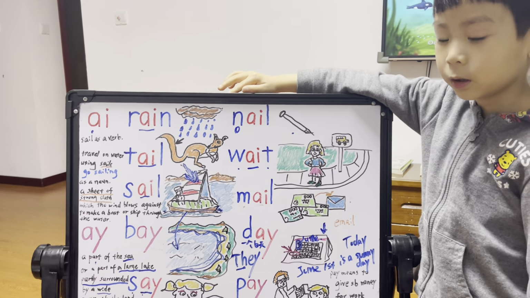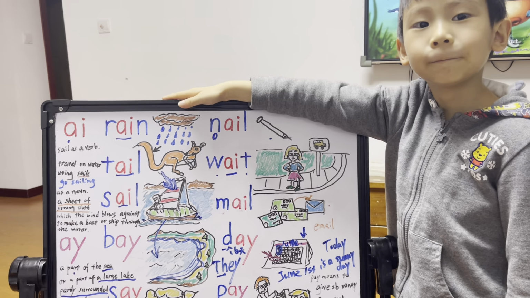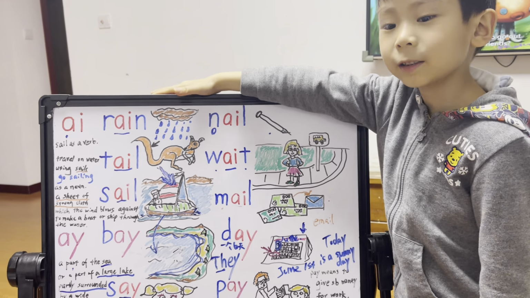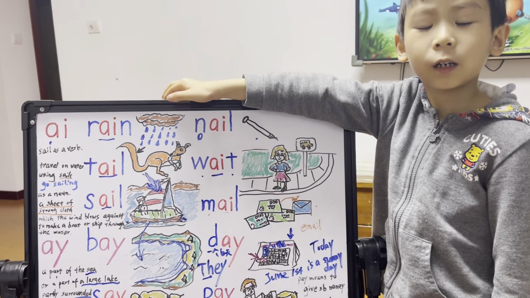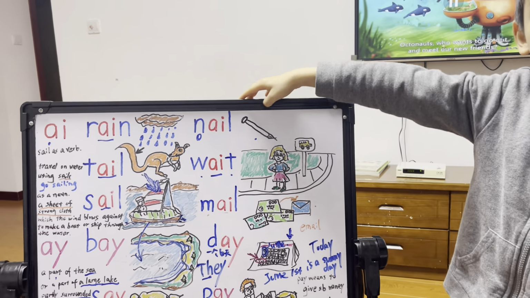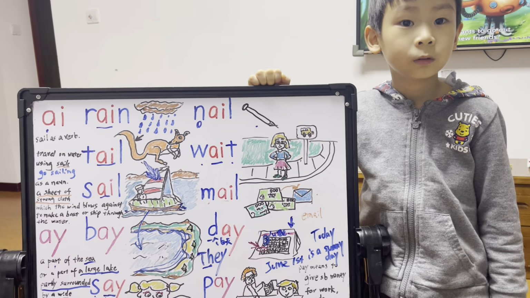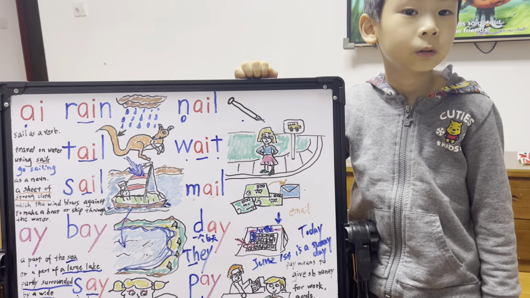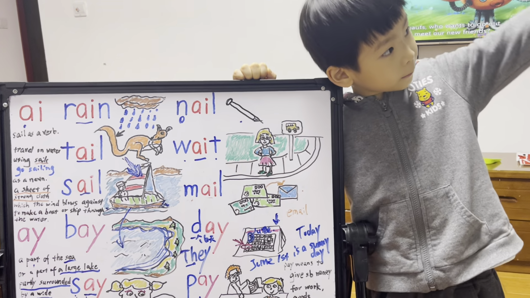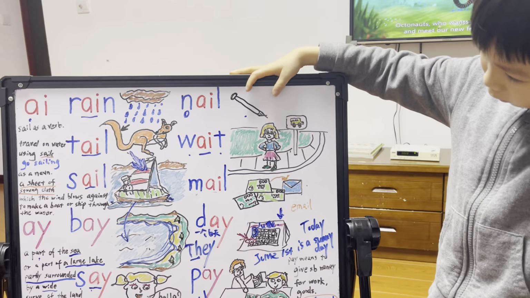On the ground. It is raining outside. Rain on the sea? In the sea? Water in the sea. You can't see it on the sea. The rain drops in the sea. Yes?